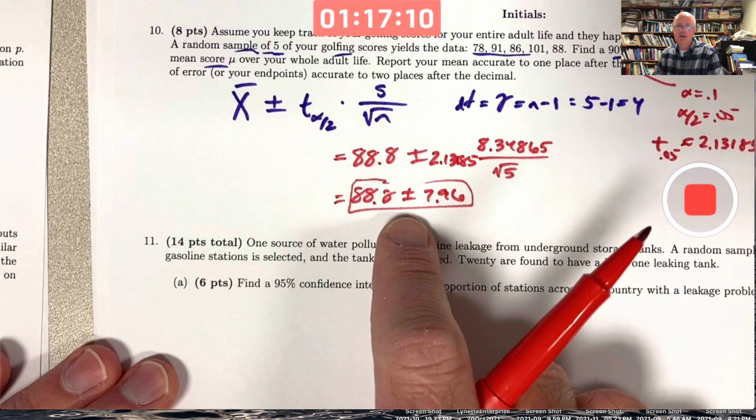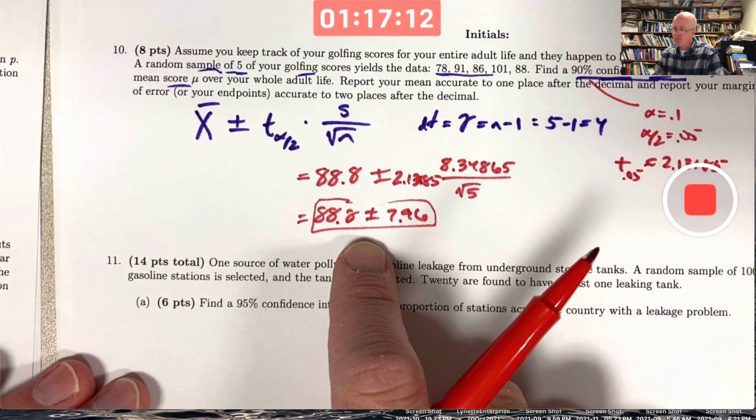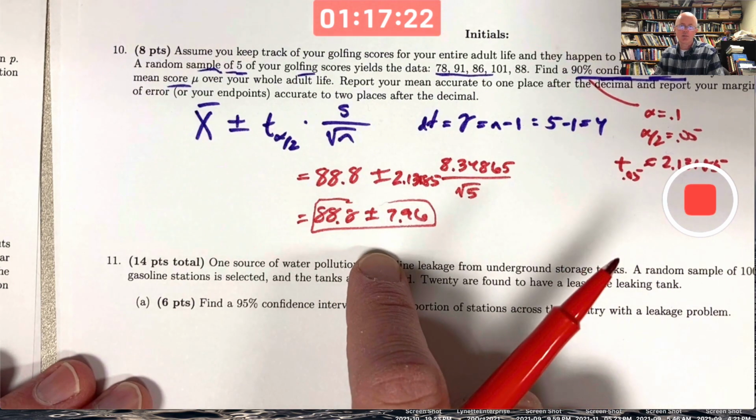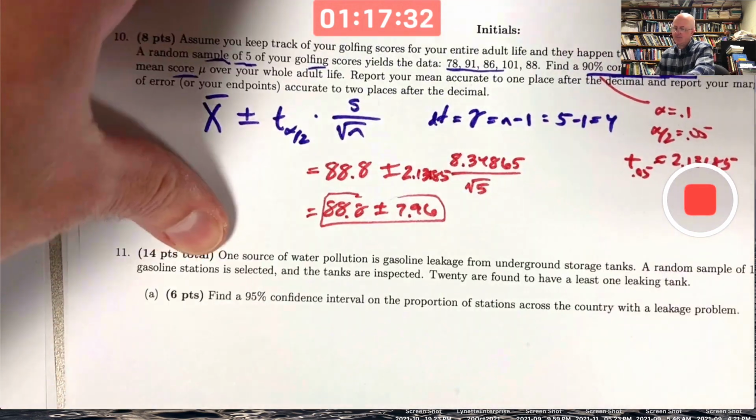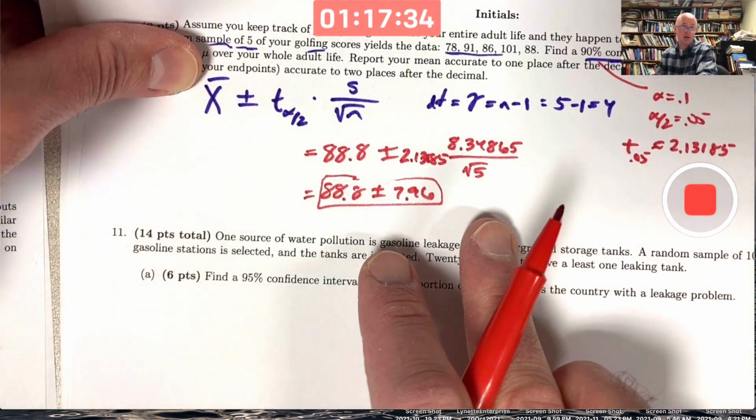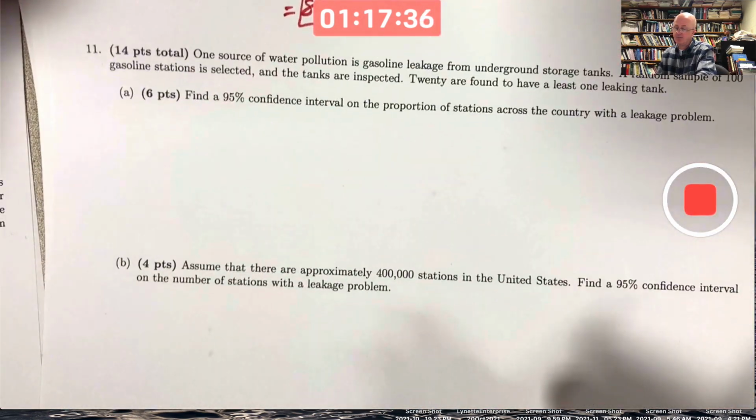We're 90% confident that our true mean golfing score on, say, a par 72 or something course over time is in this interval, somewhere between approximately 81 and 97 or so. Okay, if we wanted more confidence, it would be a bigger interval. The margin of error would be bigger.